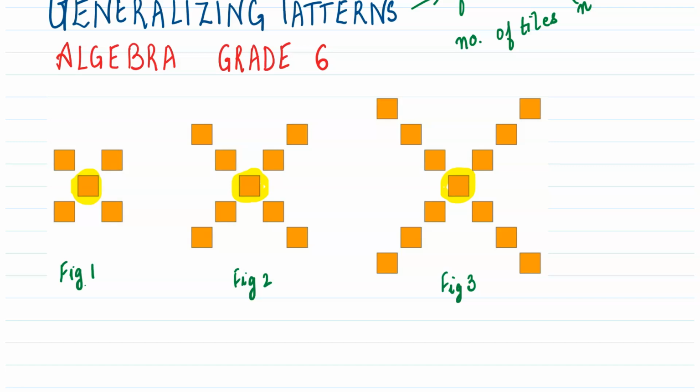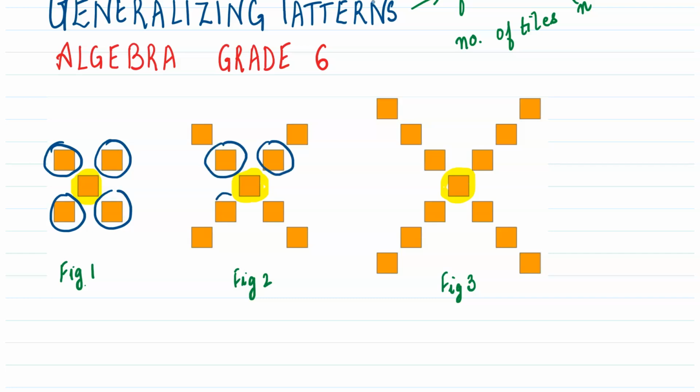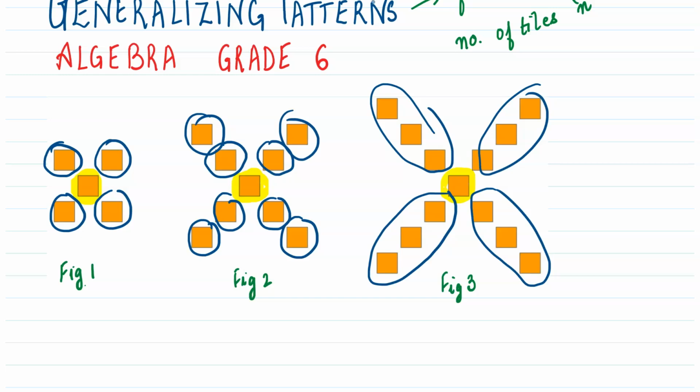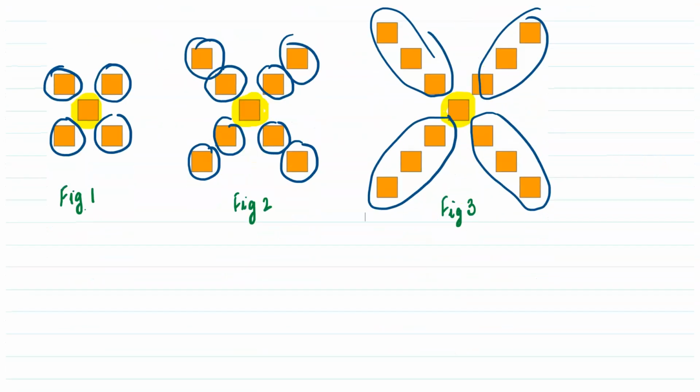See, on each corner of the central tile, there is another tile which is added. So each time, another tile is being added. Like in the next figure, one more tile is being added. So here you can see there are 3 tiles on each corner. So there are 4 corners, and every time in the next figure, one more tile is added to each corner. And there are 4 corners, so let's try to develop a formula.